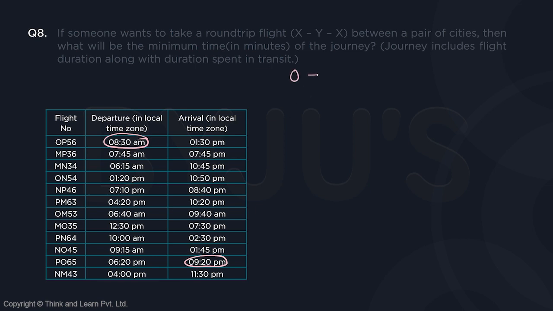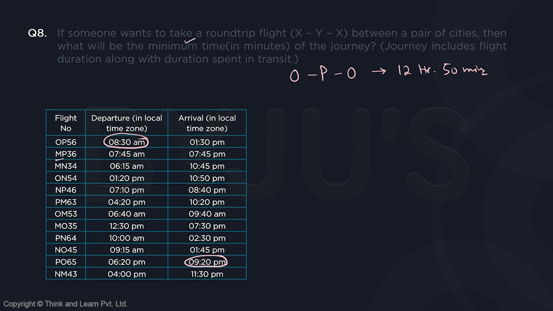So a flight from O to P and P to O will take a total journey time of 8:30 to 9:20, which is 12 hours and 50 minutes. We have to find the minimum, so let's check all of them.